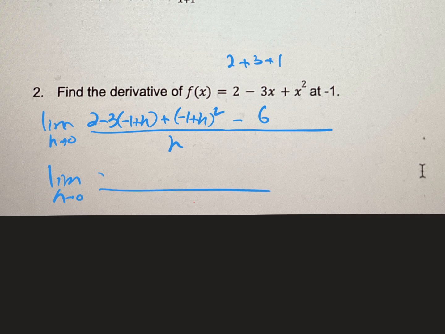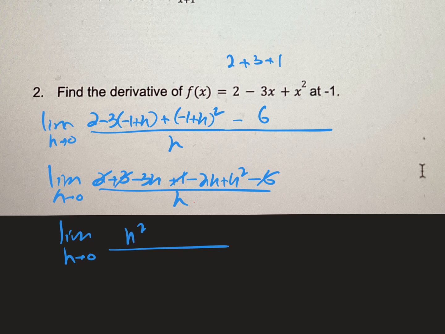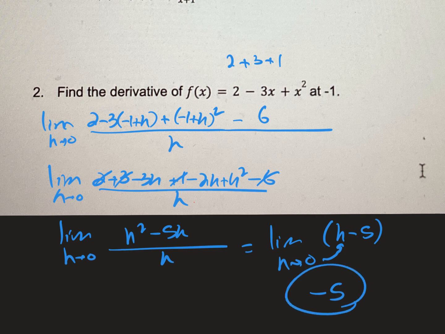All right, let's work on through there. Let's do the math work on the top. I'm going to distribute that 3, which gives me a positive 3 minus 3h. I'm squaring, multiplying together. I have a minus 6. And the good thing I'm seeing is I got 2 plus 3 plus 1, which is 6, and that's a 6. So what that leaves me with is my numerator: I have an h squared and a minus 5h. My denominator is an h. I'm going to cancel out those h's, which leaves me with h minus 5. So if I plug in the 0 there, I just get -5. So there's my derivative. My derivative at -1 is -5.